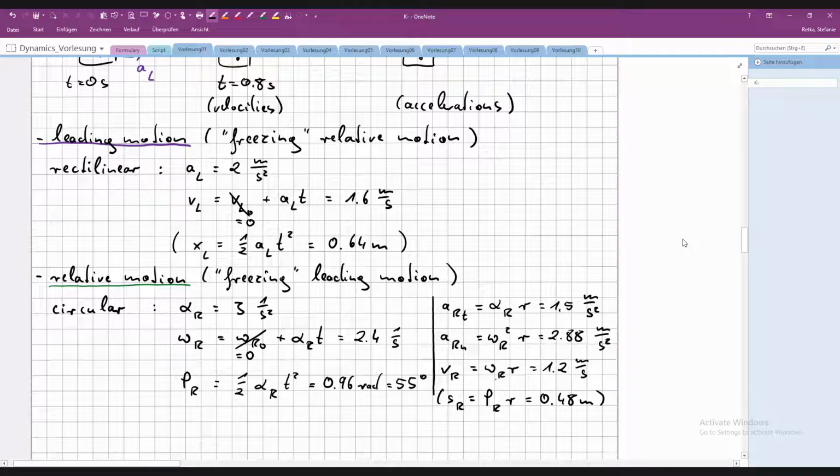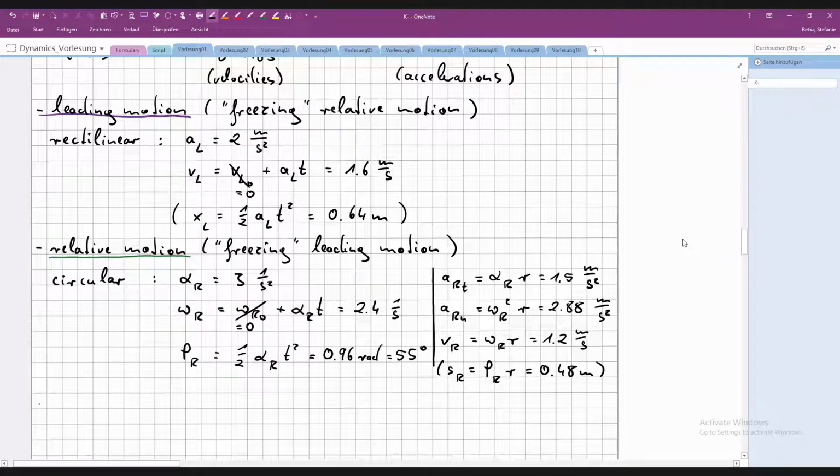Okay, now we have the variables of leading and relative motion. We might have to think about Coriolis acceleration. I will include it here below. So this could be the third part.